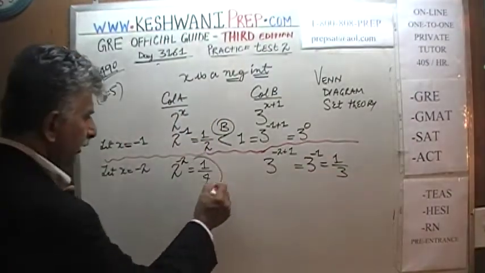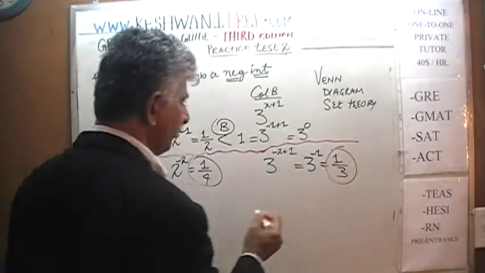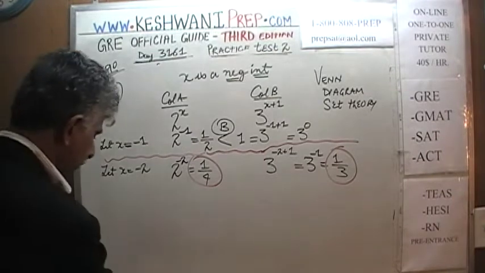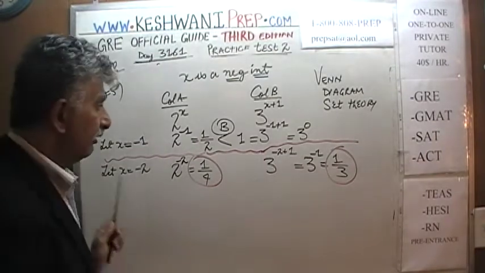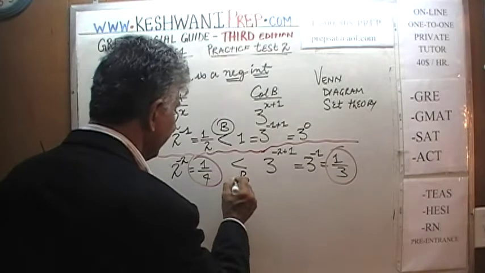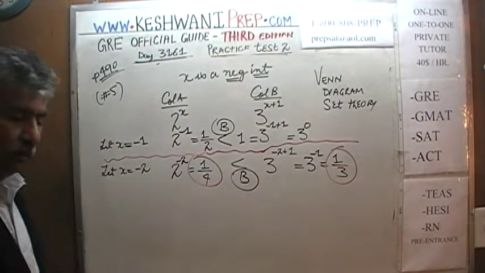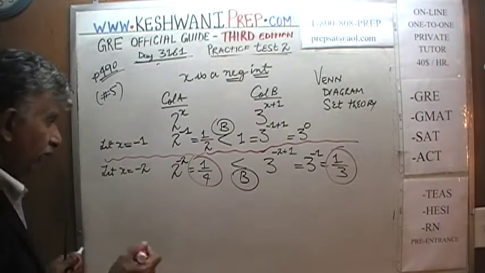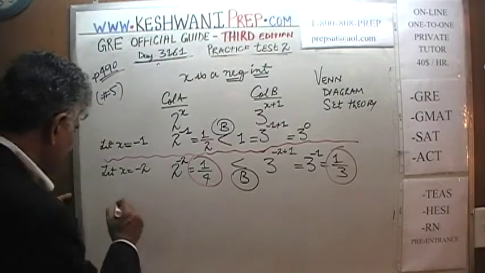So what's the answer? We're comparing 1 quarter versus 1 third. Which one is bigger, 1 third or 1 quarter? Of course, 1 third is bigger, and the answer is still B. Let's try one more time, just to be on the safe side, okay? If the third time it still doesn't change, then we take our chance.